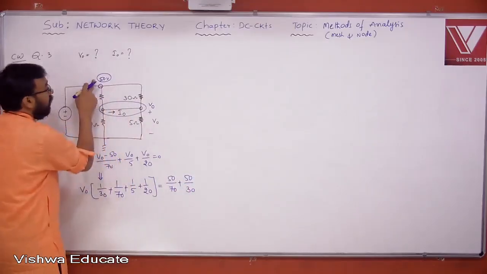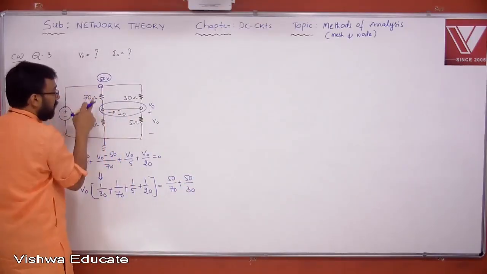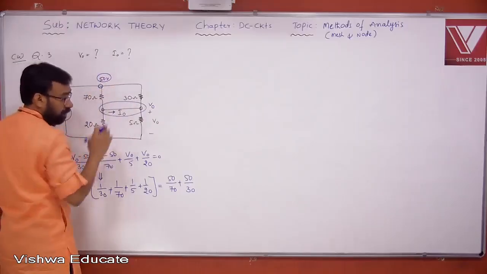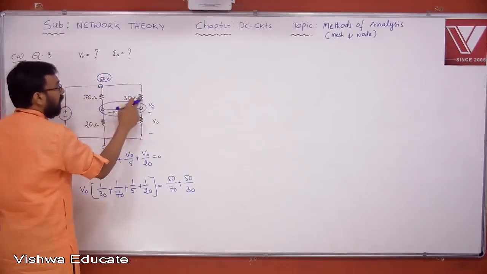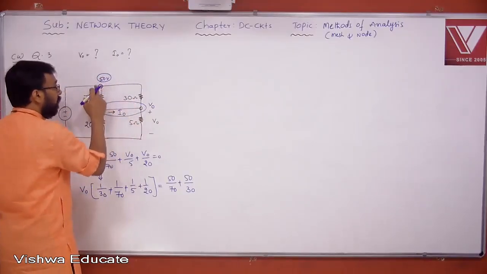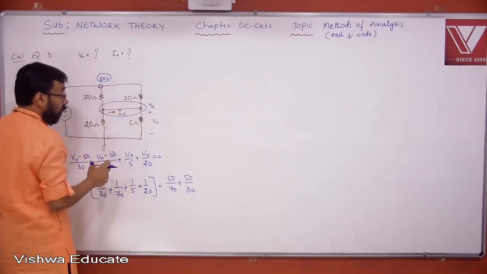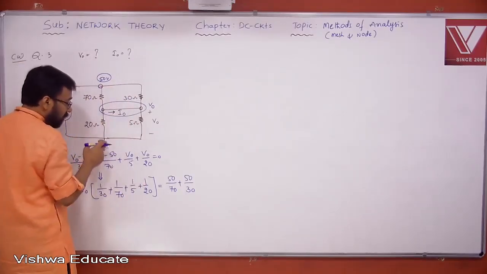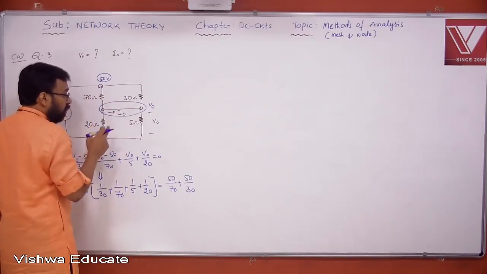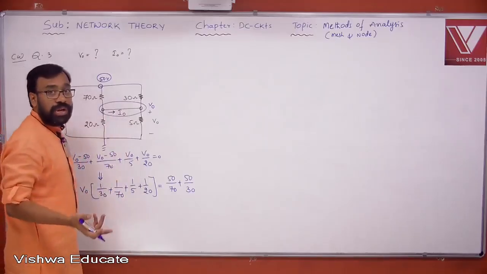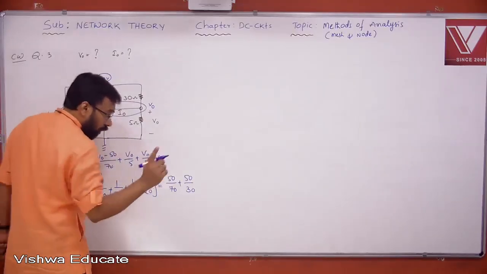Directly you take the value. It is plus 50, right? Plus 50 by 70 plus 50 by 30. How many elements are connected here? Only 2 elements. That's it. 50 by 70, 50 by 30. You can also generalize like this. This is 0, 0 by 20, 0 by 5. That's why we don't write it, because you are getting 0. I hope you understand the point.